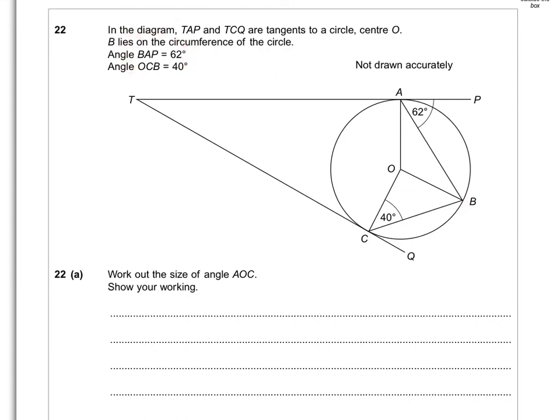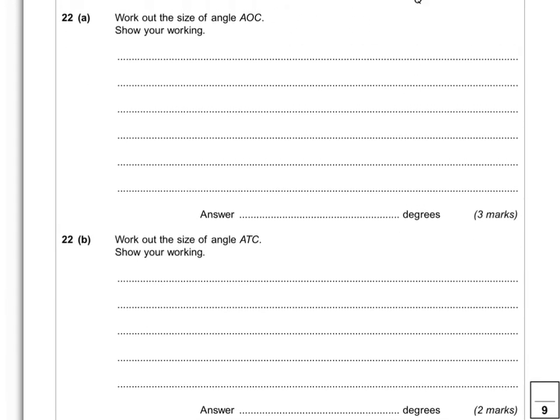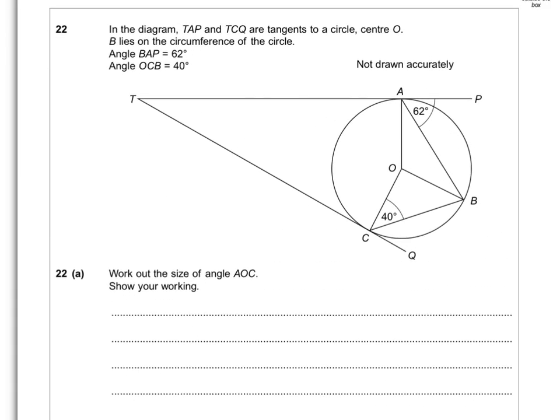So 22A is to work out the size of angle AOC, and 22B is to work out the size of angle ATC. So AOC is this angle here, and ATC is this one. So part A, first thing we have to do is work out AOC. Now, any kind of circle theorem question, if you're given the centre of the circle and a line that goes from the centre of the circle to the outside, to A, to B, and to C, each one of those is a radius, which are the same length, and that's going to be very helpful when working some problems out.